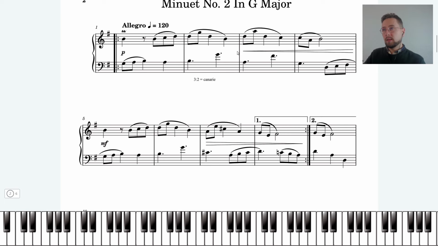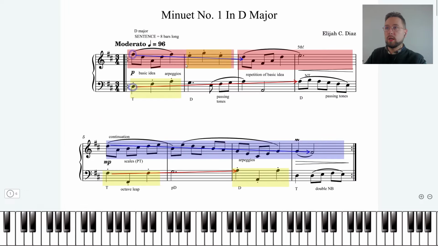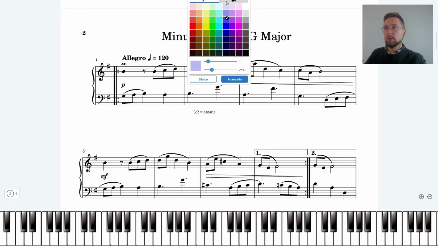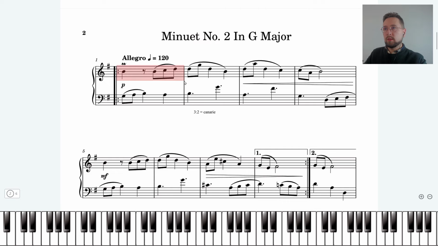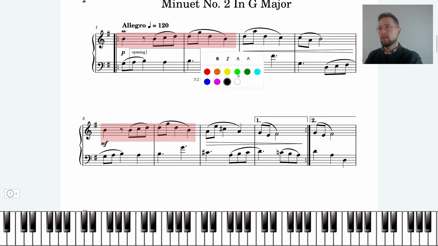Now, in this case specifically, the minuet is really distinct because it doesn't feature the sentence structure, where we have a basic idea repeated and then a continuation, but we have here a period structure. So let's see how it differs. We've got first this opening idea, which is repeated later on. So this is the opening idea.